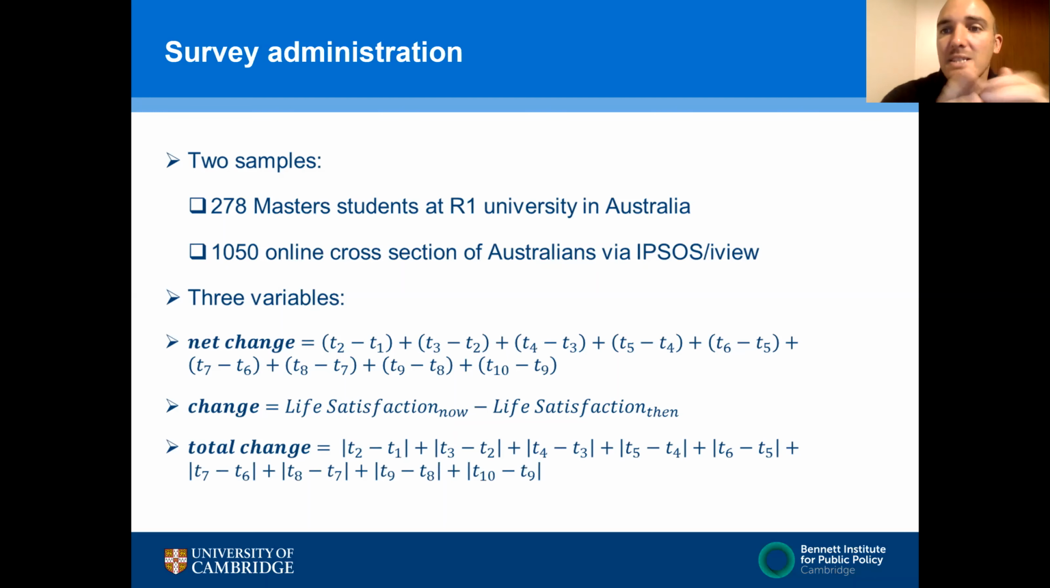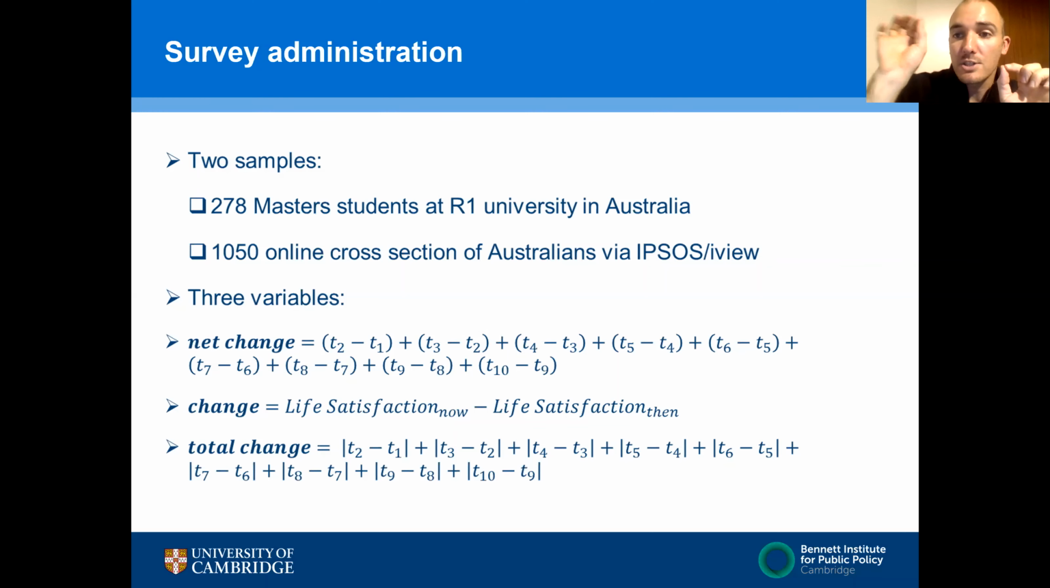So we would expect scale norming to turn up more in the student sample than in the next sample, which was just over 1,000 Australians representative on age, region, and gender. And this panel was collected online using Ipsos iView, which is a very well-regarded market research company. And then we generate three variables. So the first is net change. Net change is in the plot, so the line graph. And the idea is that net change is the difference between where they ended up on that plot and where they started on that plot.